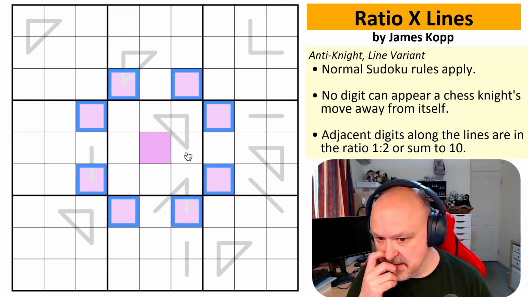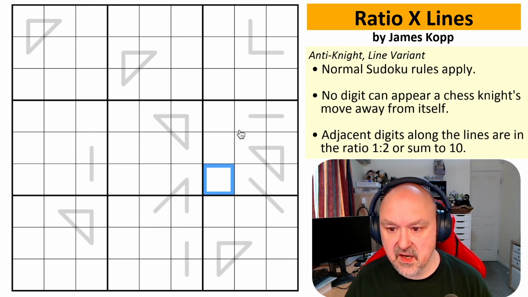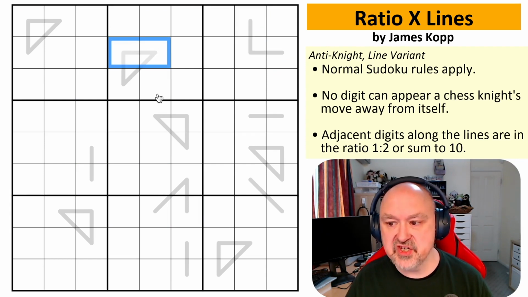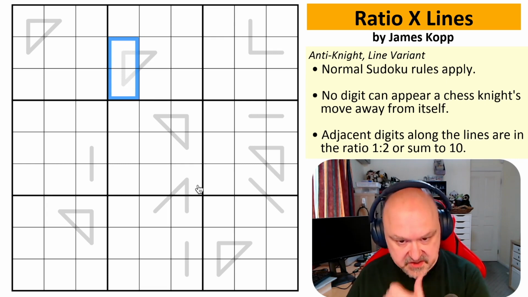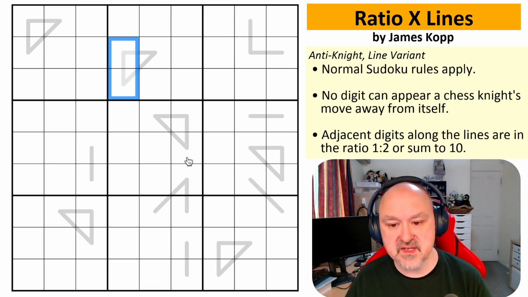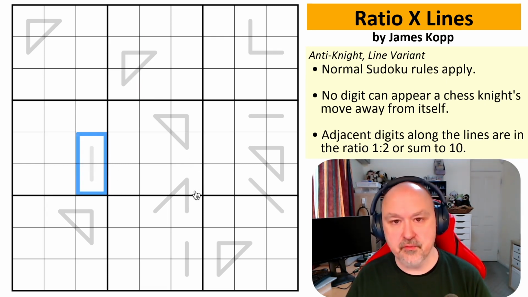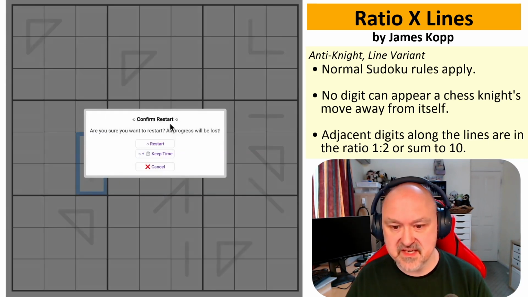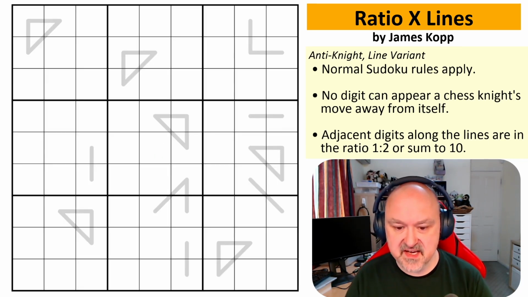That's how that works. Then we've got these lines, and along these lines, adjacent digits will either be in a ratio of 1 to 2 or sum to 10. So these two digits will either be in a ratio of 1 to 2 or sum to 10. That's all we've got to go off. Really interesting puzzle. I'm going to restart my timer and let's give this a shot.